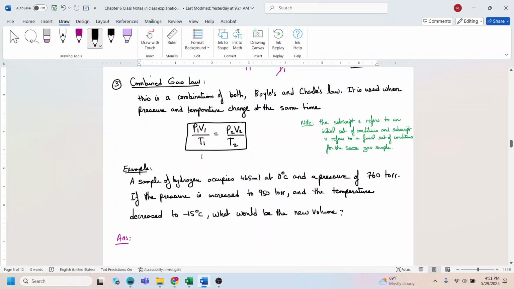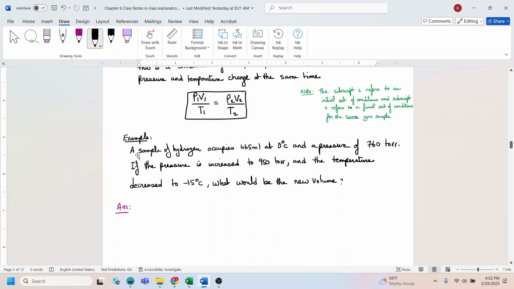The 1 corresponds to the initial state. The 2 corresponds to the final state. So a sample of hydrogen occupies that much volume at this temperature and this pressure. When you're given those three, you know that you have the pressure, the volume, and the temperature. All of those are changing.